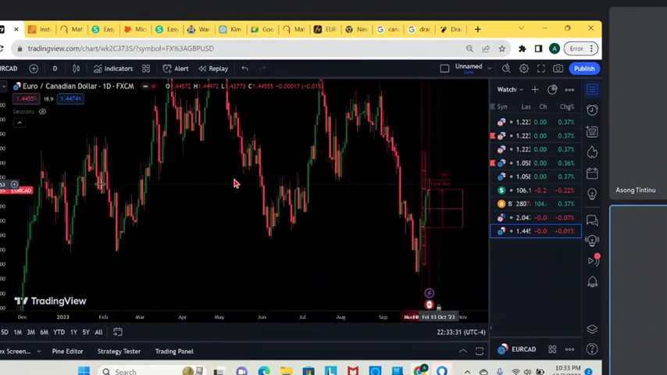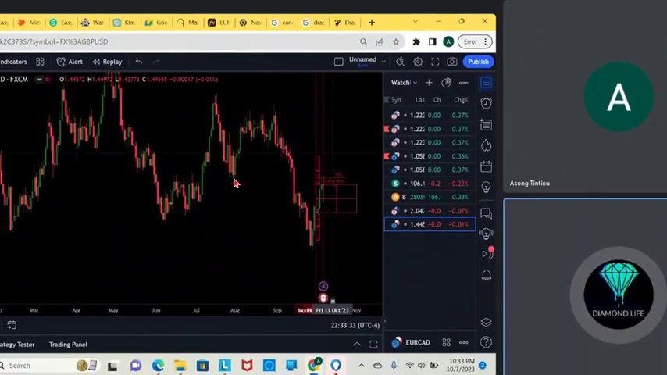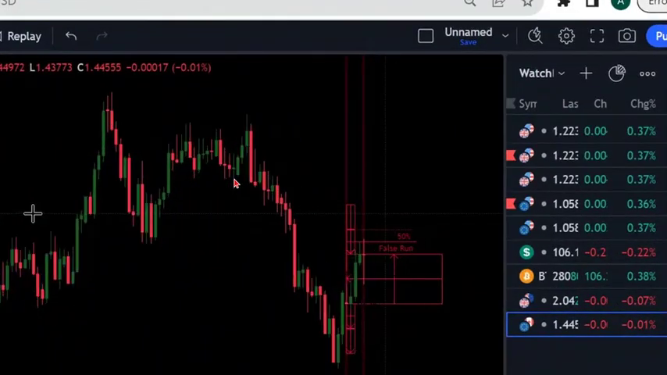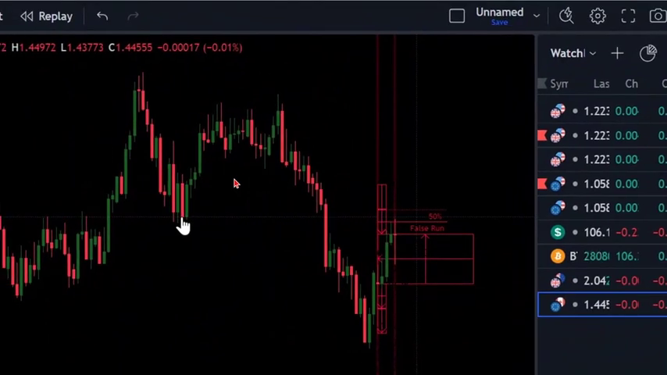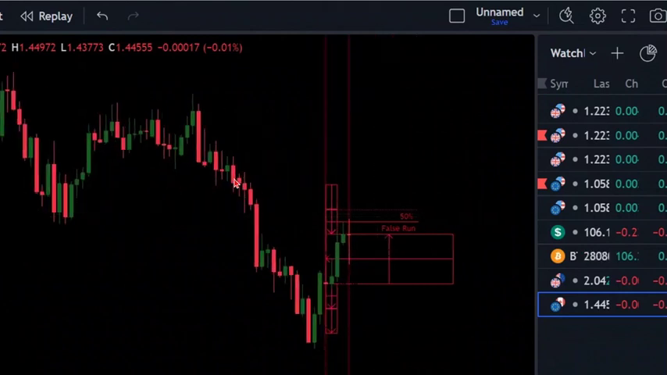Okay. So what do we have here? I see a mitigation block. Where's the mitigation block at? Yeah. Boom. Exactly. Remember, because we do the M, and the mitigation block is right where the pointy part of the M is. So go ahead and mark that up. Mark up the whole candle and label it bearish mitigation block daily.